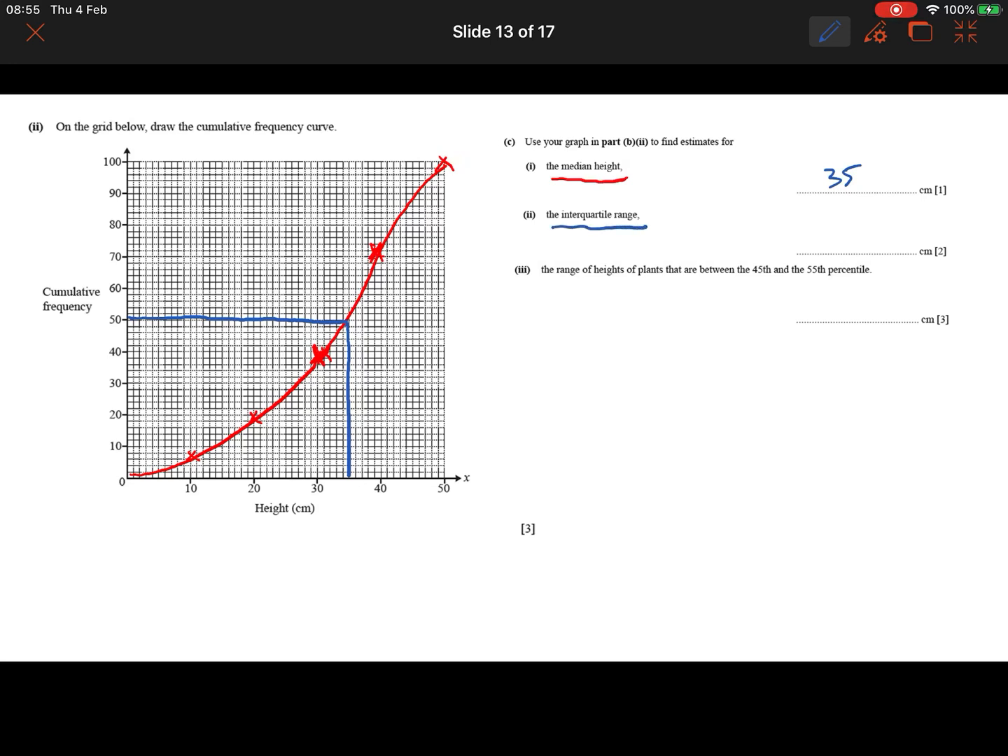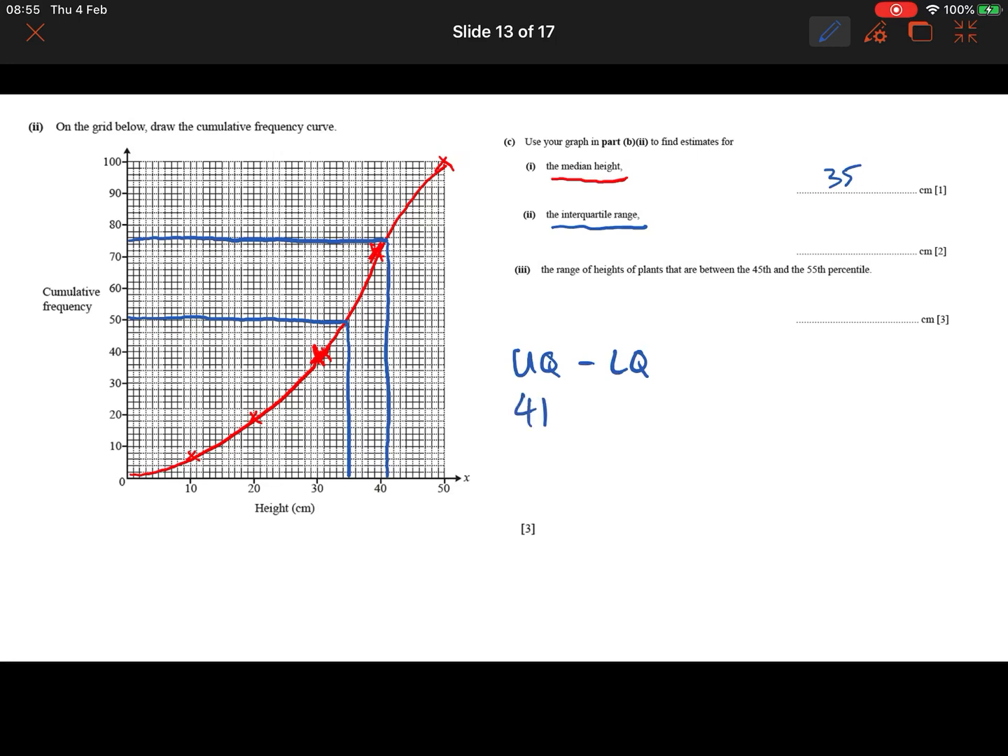Okay, now the interquartile range is the upper quartile minus the lower quartile. Well, if the median is the middle value, the upper quartile is the 75% value. So, i.e., 3/4 of these plants are below this certain height. So let's go to 75, because 75% of 100 is 75. This is 3/4 of the way up. Again, use a ruler. I'm not using a ruler here, that's why it's not straight. You would use a ruler. Read off. I think that's going to be 41.